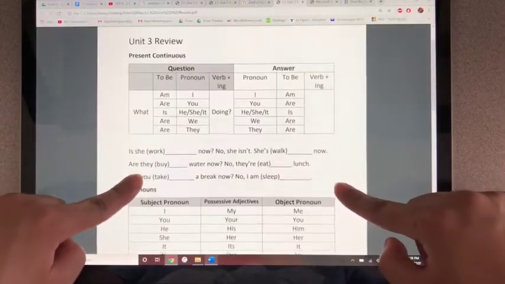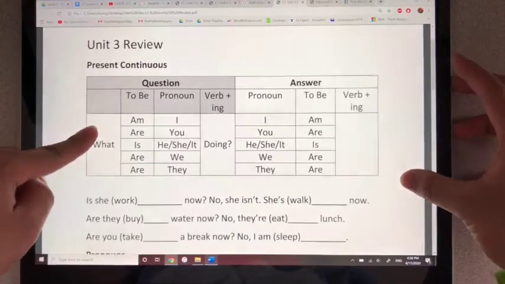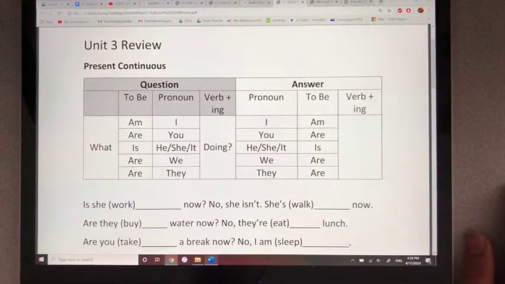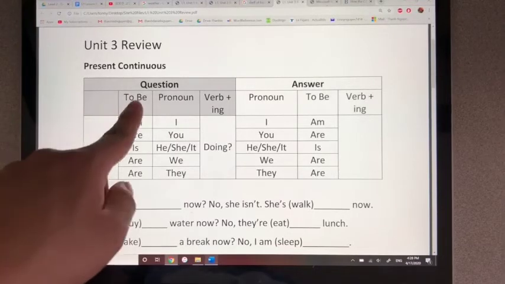Alright, so now let's look at Unit 3. In Unit 3, we learned the present continuous. The present continuous is, what are you doing? What is she doing? What is he doing? So how do we write the present continuous? We use to be.